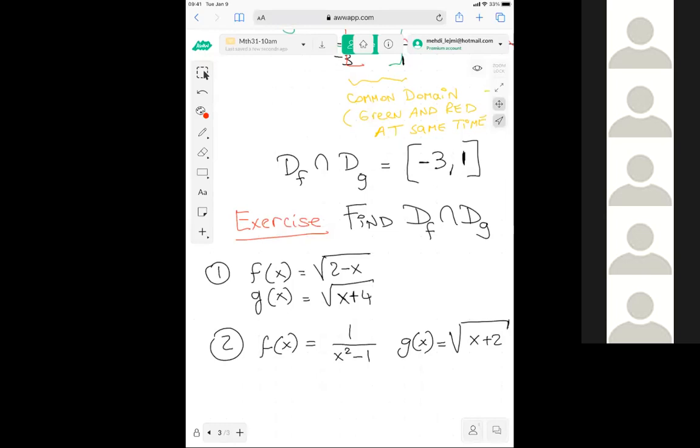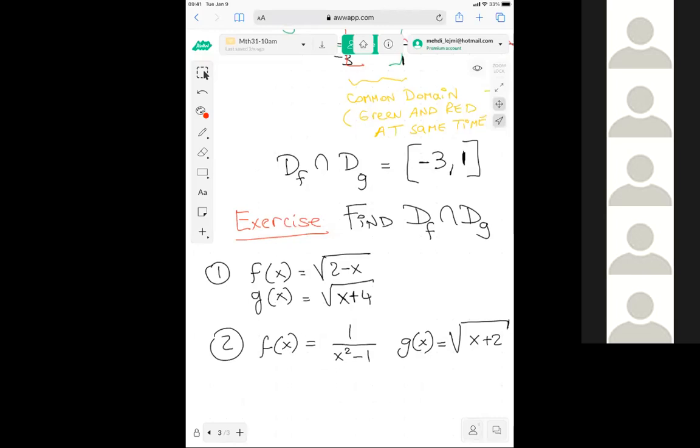So we may ask, guys, why we are doing this common domain. That's because, as we're going to see in a couple of minutes, there's a theorem which says that if you have two functions F and G, then the domain of F plus G, F minus G, and F times G would be the common domain, the intersection domain. The domain of F over G would also be the common domain, but then you have to exclude the values where G is zero. So that's why we are doing this common domain. We'll see this in a couple of minutes, but first let's do this exercise.